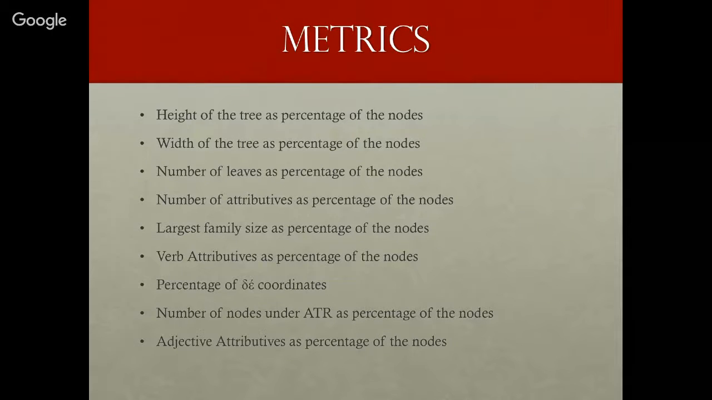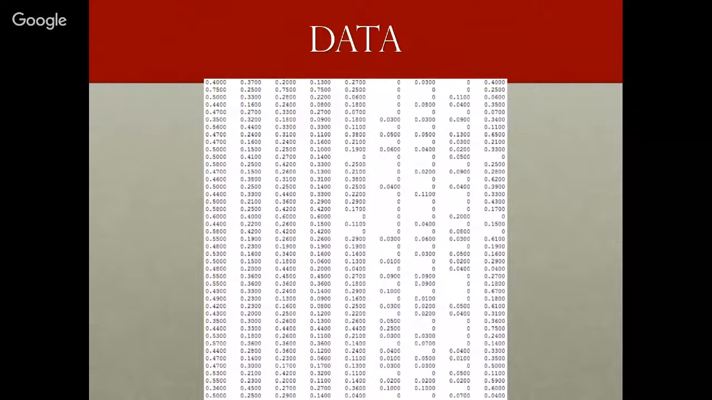The metrics that I have used are the height of the tree as percentage, width of the tree as percentage, number of leaves as percentage, number of attributives as percentage, largest family size, all these as percentages, verbal attributives, percentage of the dependent coordinates, that seems very interesting as well, number of nodes under atr for complexity of secondary clauses and usage of adjectives, and adjective attributives, again, as percentage of the nodes. And here is a screenshot of some of the results.